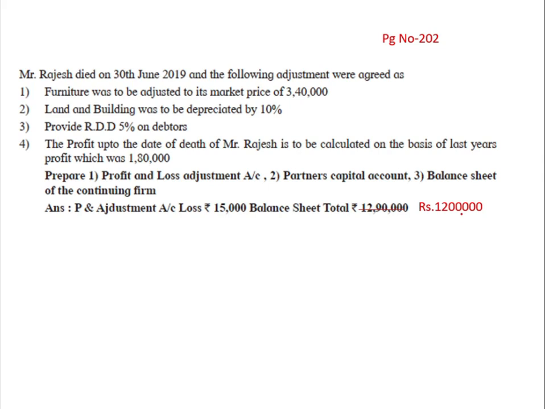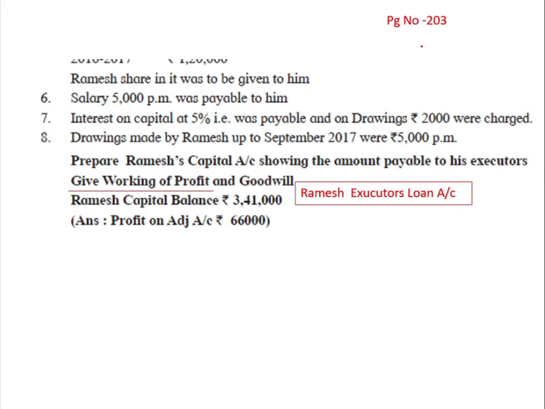Now next, page number 203. Here they have given Ramesh's capital balance, but no, we need to open Ramesh's executor's loan account here. So make a correction here also. The rest is correct. Now we'll move to the next.